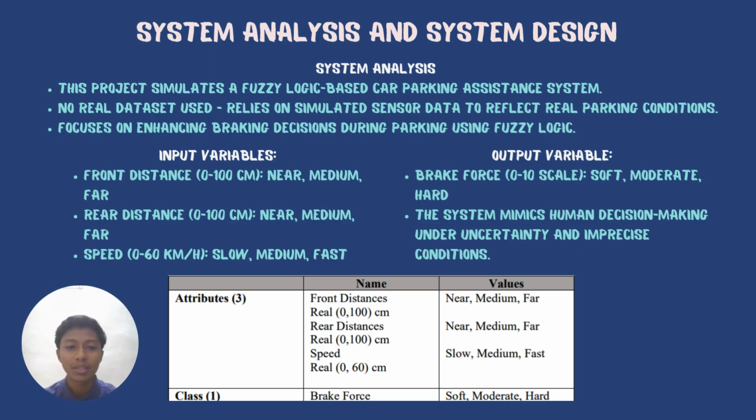I will begin with the system analysis of our fuzzy logic-based car parking assistant. The project doesn't use real data. Instead, we simulate typical parking situations using three input variables: front distance, rear distance, and speed. Each input is divided into fuzzy categories. For example, front and rear distance are classified as near, medium, and far. Speed is slow, medium, or fast. The output is brake force on a scale of 0 to 10, and it's also grouped into fuzzy terms: soft, moderate, and hard. The aim is to help drivers brake safely based on the sensor input, especially in tight or uncertain parking conditions, by using human-like decision logic.